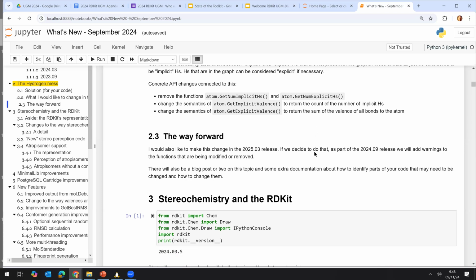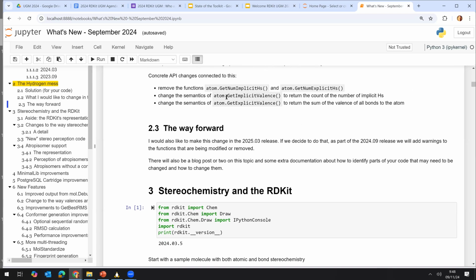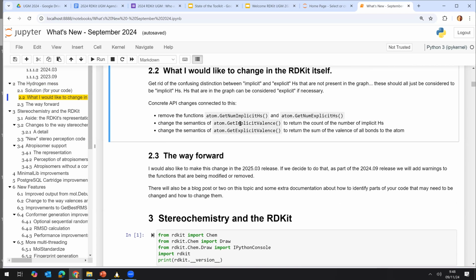My suggestion is I'd like to go ahead and do this change, once we decide exactly what to do with these last two, with the 2025.03 release, so the release next spring. If we do decide to do that as part of the next release, the 09 release, we're going to start adding warnings to the functions that are going to be changed. So if you call them, they tell you that you shouldn't be using them. That's the idea. We still need to talk about this among the maintainers team to make sure everybody's happy with it. Paolo hasn't heard this yet.